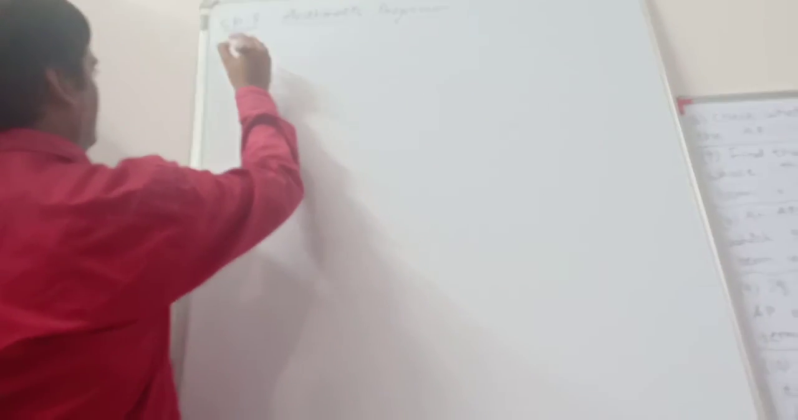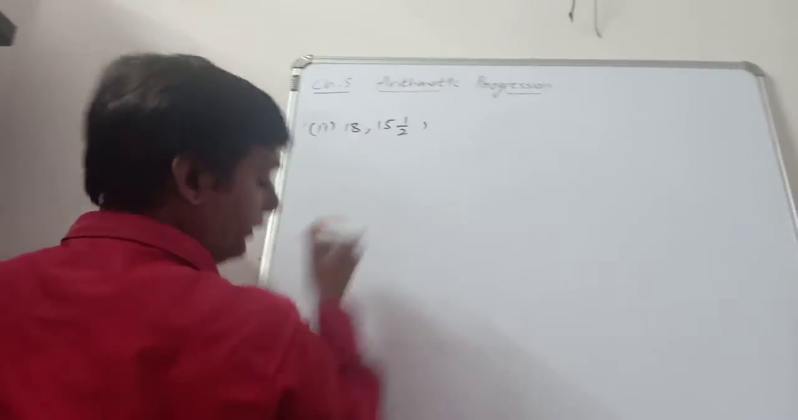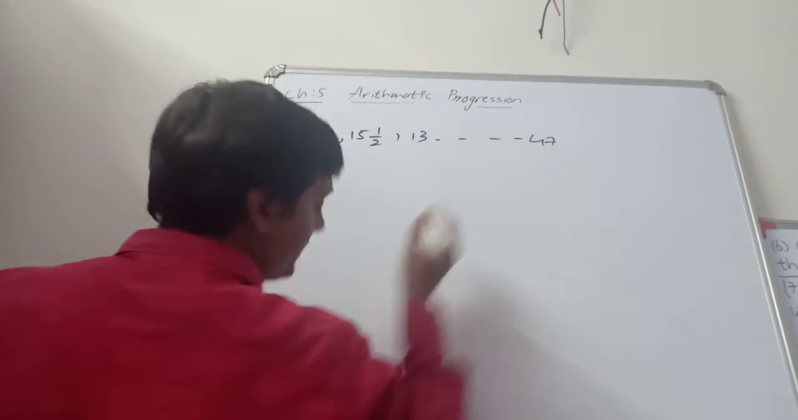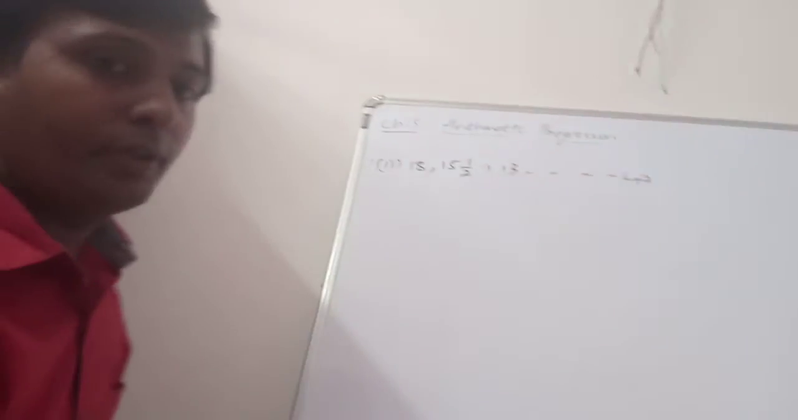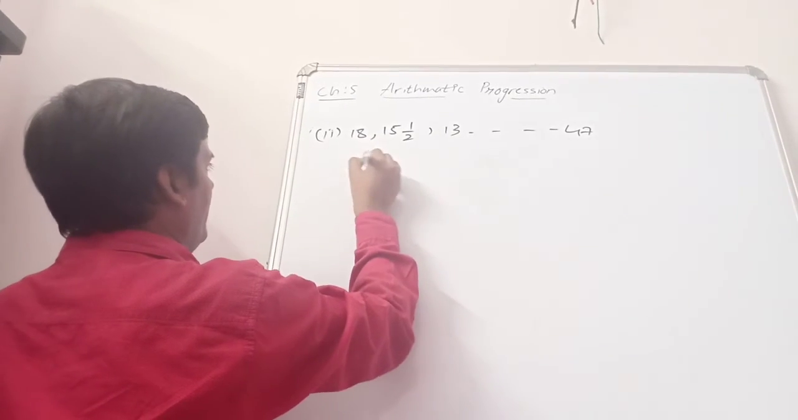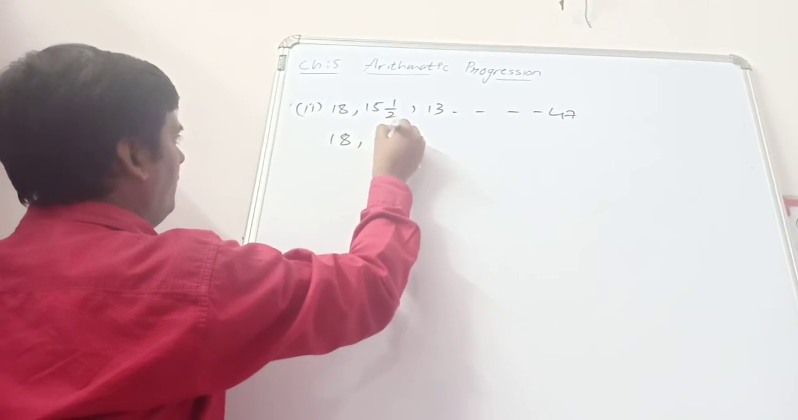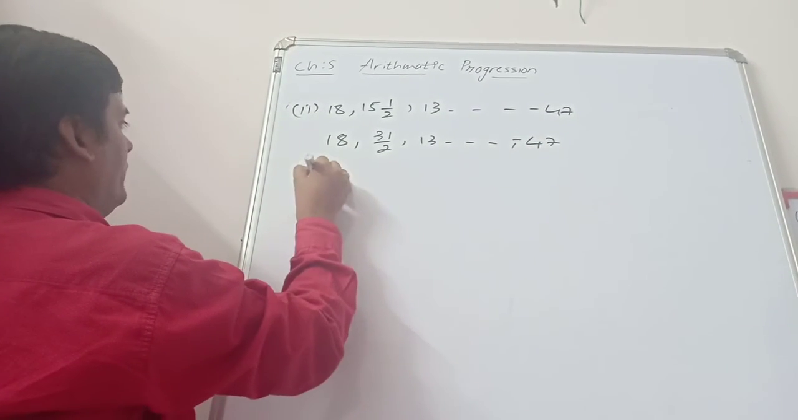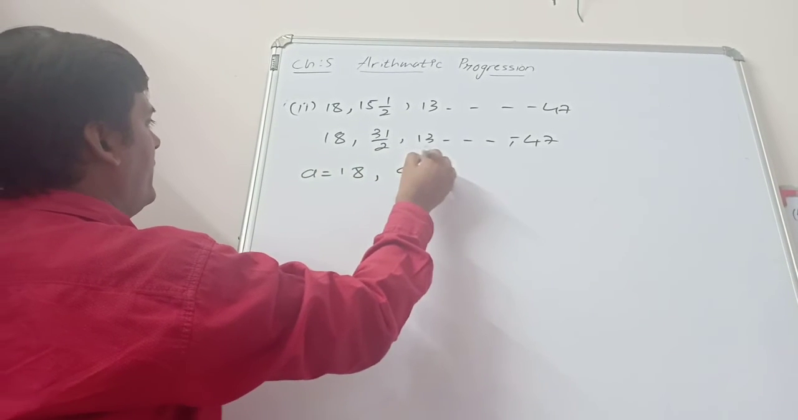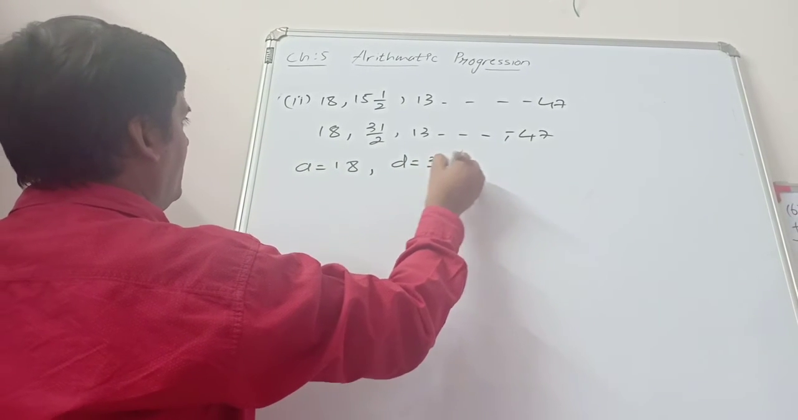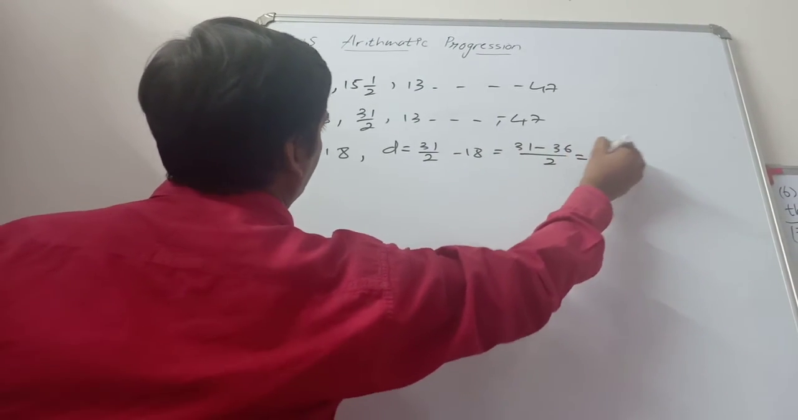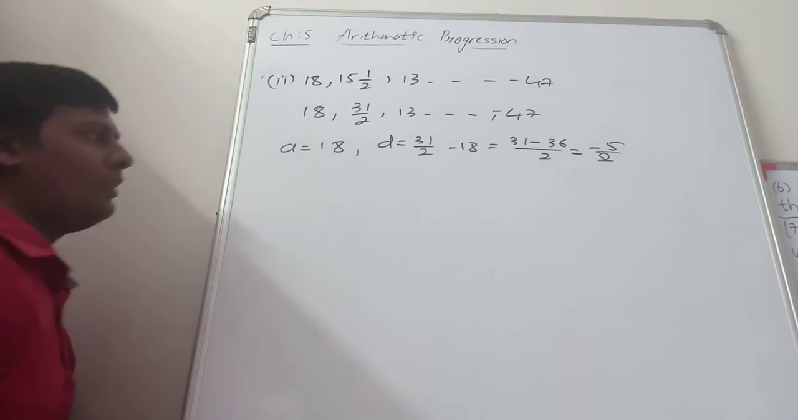Next, the series 18, 15 and a half, 13, and so on up to minus 47. The last term is equal to minus 47. Right? Simple formula though. Mixed fraction to simple fraction: 31 by 2, 13 and minus 47. So a is equal to 18, d, that means the second term minus the first term. So 31 by 2 minus 36 by 2, so minus 5 by 2, right?